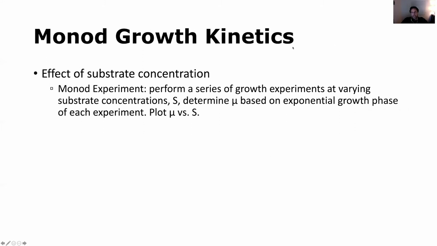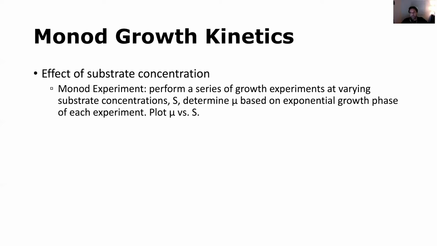So Monod growth kinetics refers to the microbial growth rates that occur with consideration of the effect of substrate concentration. When we talk about substrate, what I mean is the food, really: the COD, the BOD, the organic matter. The Monod experiment is where you perform a series of growth experiments at varying substrate concentrations. So let's say you have microbes in a jar with varying concentrations of COD, and you're measuring their growth rate based on the exponential growth phase in each experiment.